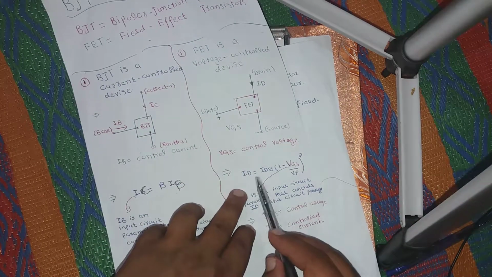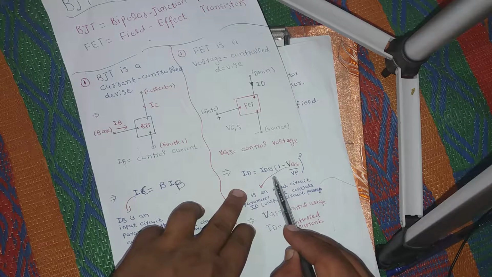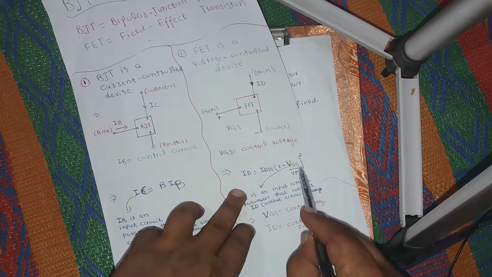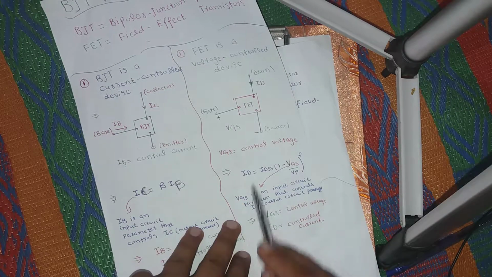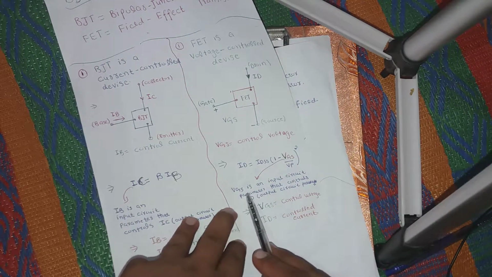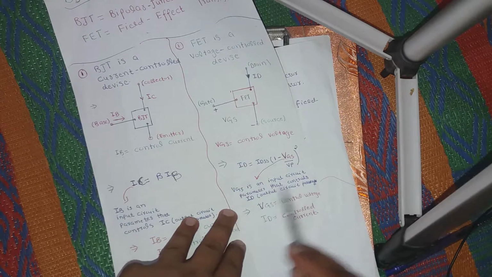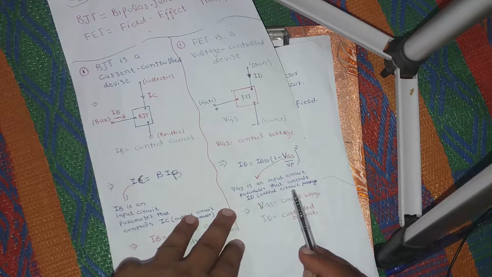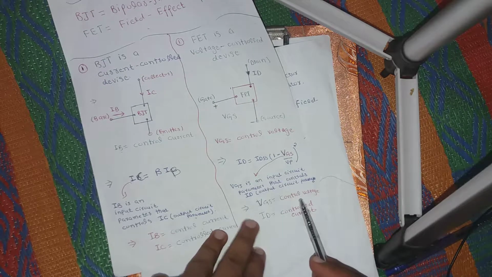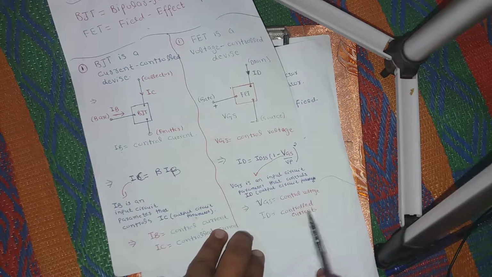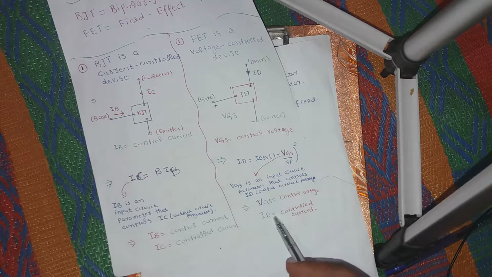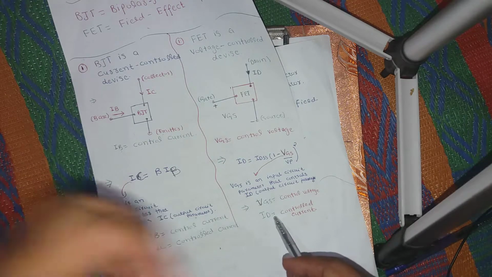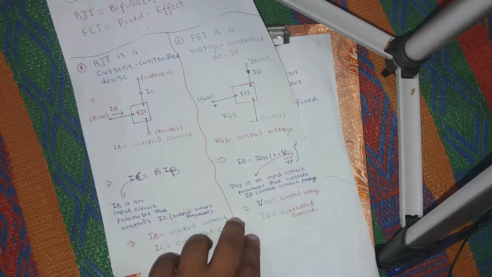If you talk about this relationship, ID is equal to IDSS times (1 minus VGS divided by VP) whole squared. So VGS is the input voltage and ID is the output current. Here you can see that VGS is an input circuit parameter that controls ID, which is the output circuit parameter. So VGS is the control voltage and ID is the controlled current. It means that the output current ID is controlled by the input voltage VGS.